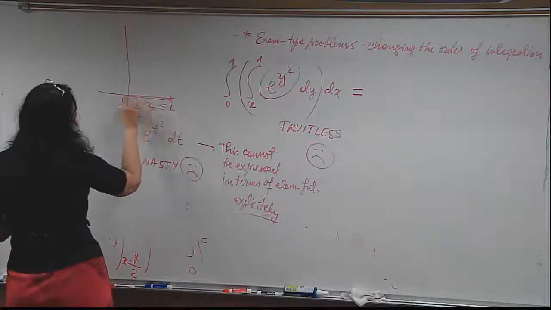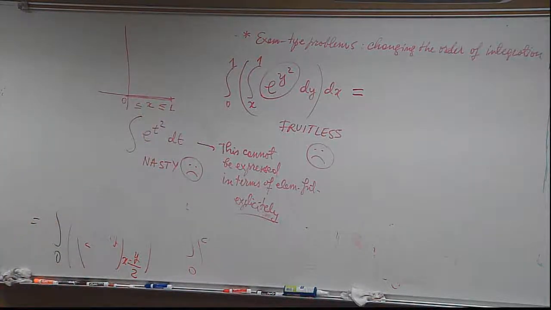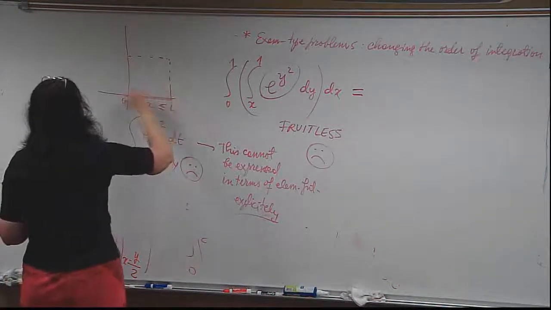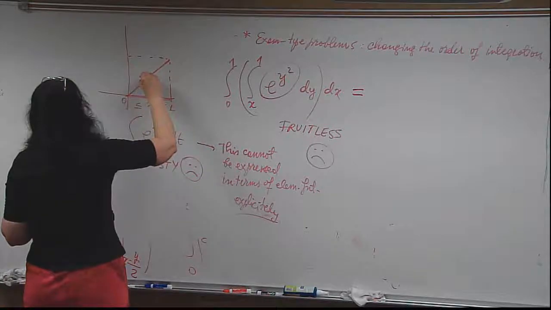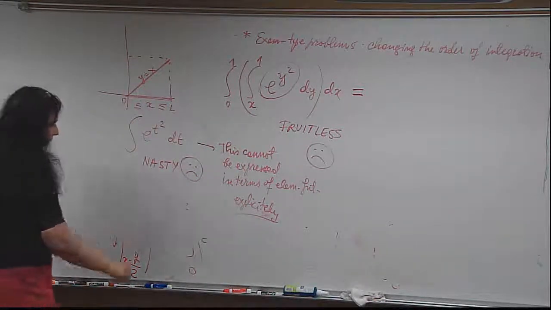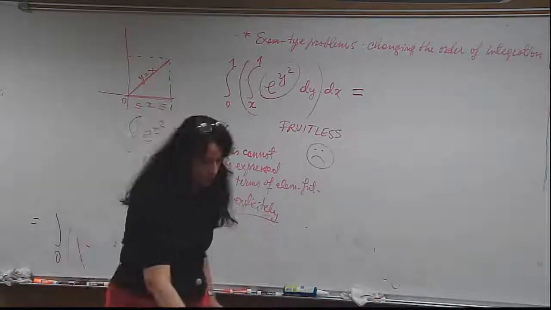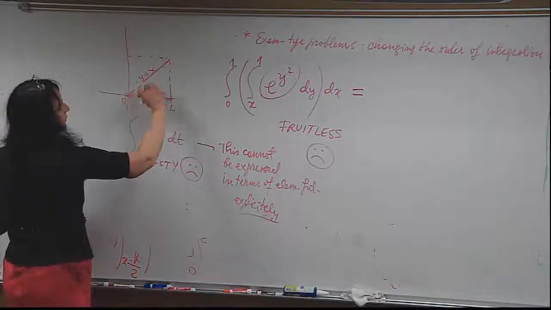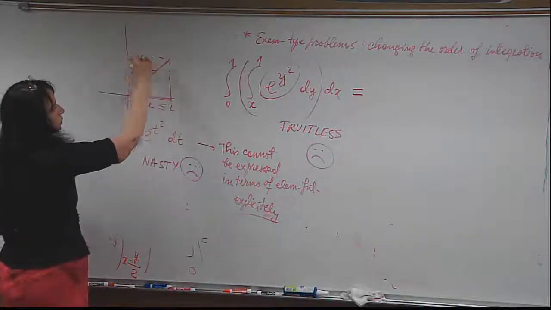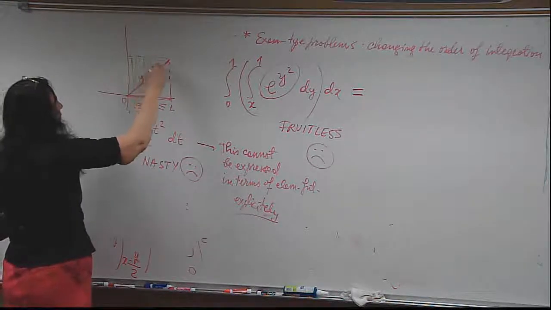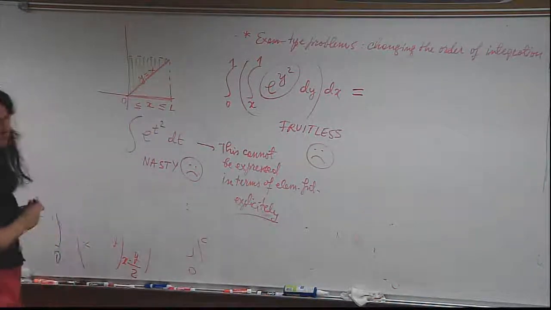This is your x value. Y will be between x and 1. So it's like you have a square. Y equals x is the diagonal of the square. And you go from y equals x on the bottom to y equals 1 on top. And so the domain is this beautiful triangle.